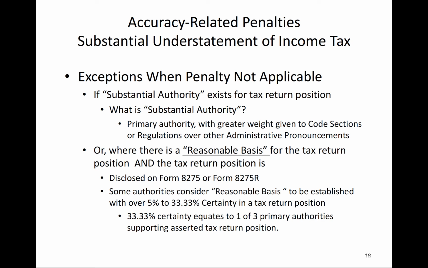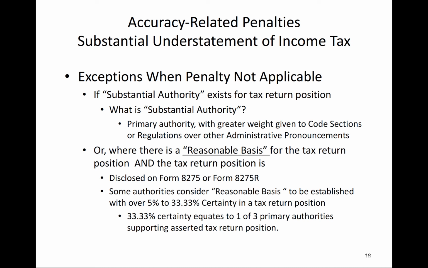Or where there's a reasonable basis for the tax return position and it's disclosed. So either you have substantial authority, or you have a reasonable basis and the return position is disclosed. Substantial authority is going to be a higher percentage chance. Some people have said substantial authority has been over 1/3, and reasonable basis has been between 5% and 1/3.